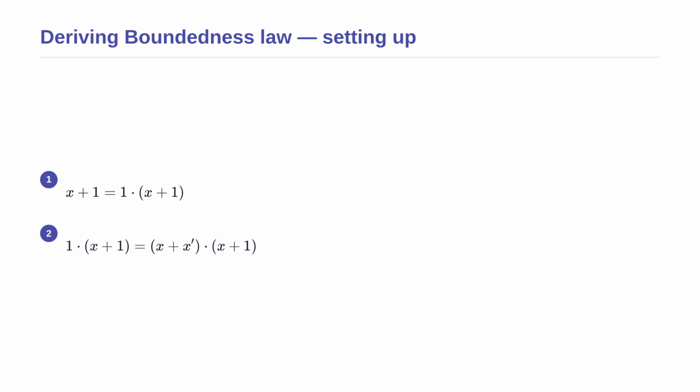We start our mathematical manipulation with the expression x plus 1. Just like in the previous example, we use the identity law to multiply the entire expression by 1. This does not change the logical value at all. Then we take that 1 outside the parentheses and replace it with x plus x prime using the complement law.